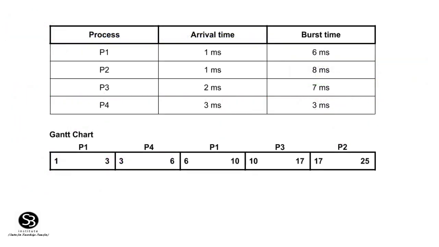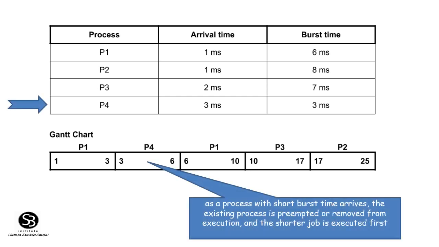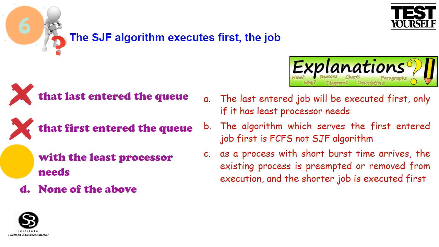As a process with short burst time arrives, the existing process is preempted or removed from execution and the shorter job is executed first. Option D, none of the above. Hence, the shortest job first algorithm executes first the job. Option C, with the least processor needs is a suitable answer.